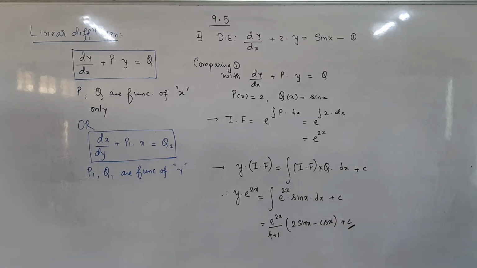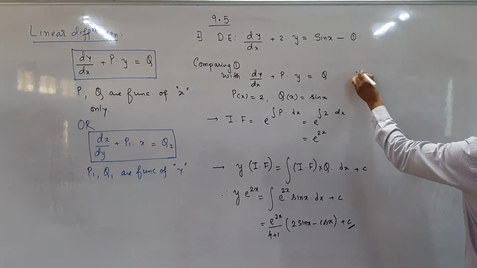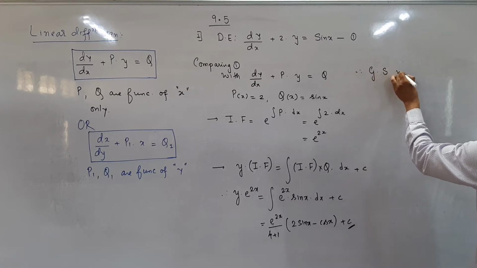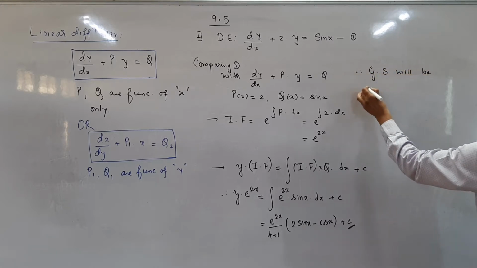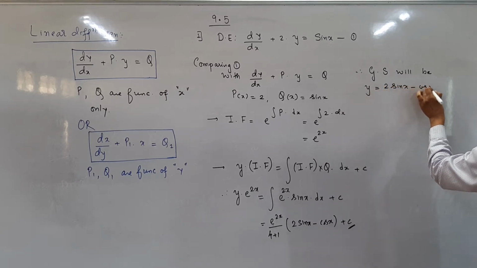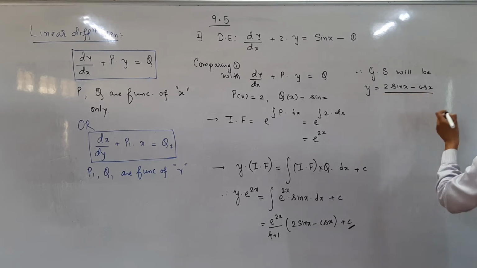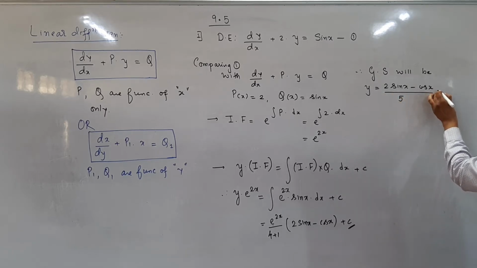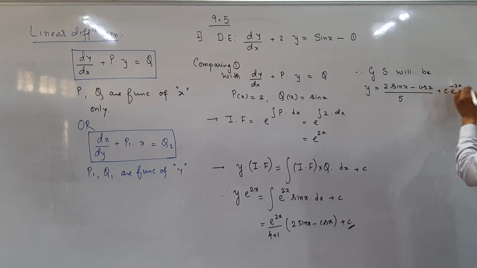So, students, finally, our general solution will be y is equal to twice sin x minus cos x upon 5 plus c into e raised to minus 2x. Answers can be written in multiple forms, so do not worry about the form given in the back. This form of the answer is also 100% valid.